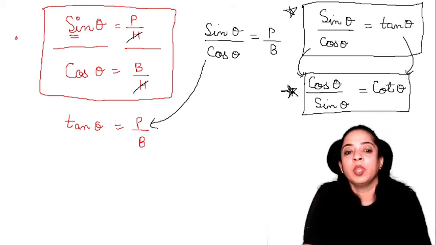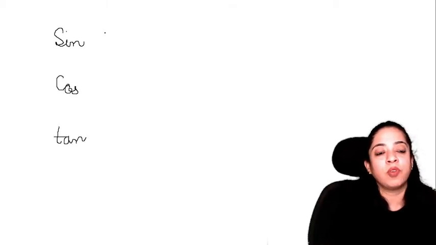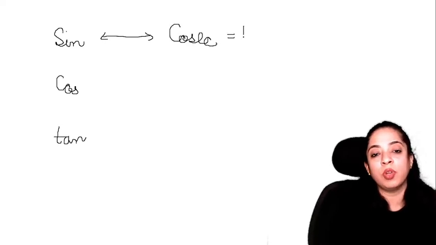Is it clear? Also, we will write here all the reciprocals so that it becomes easy. Look, sine, cos, tan, and what is the reciprocal of sine? Cosec, right? Cosec is equal to 1 by sine.